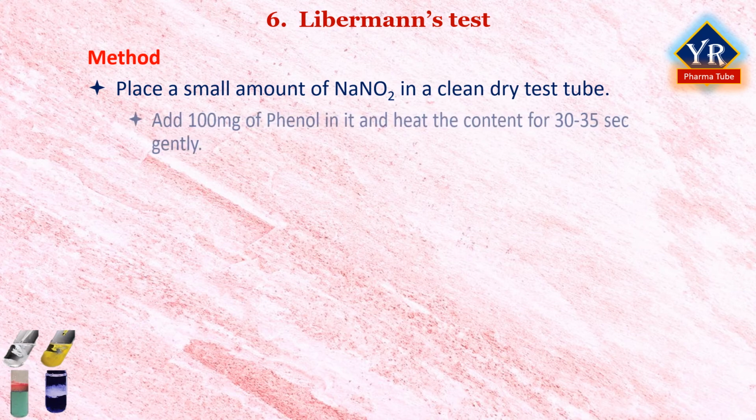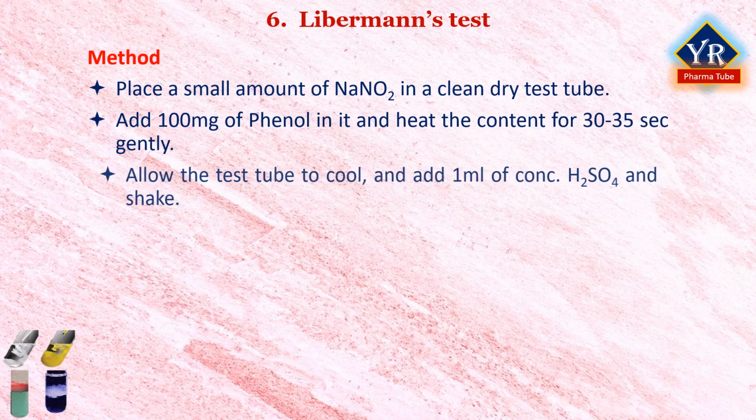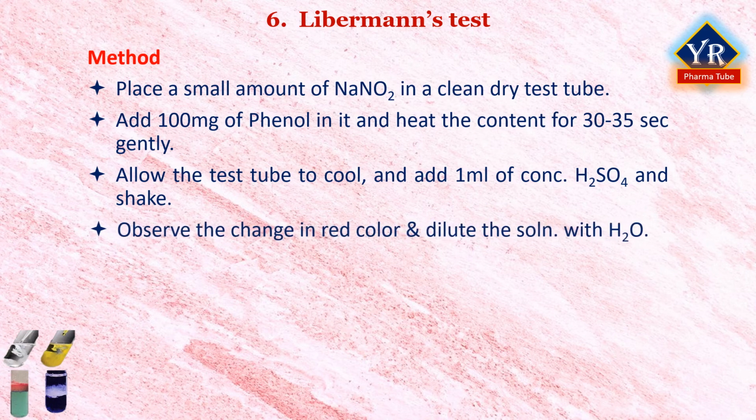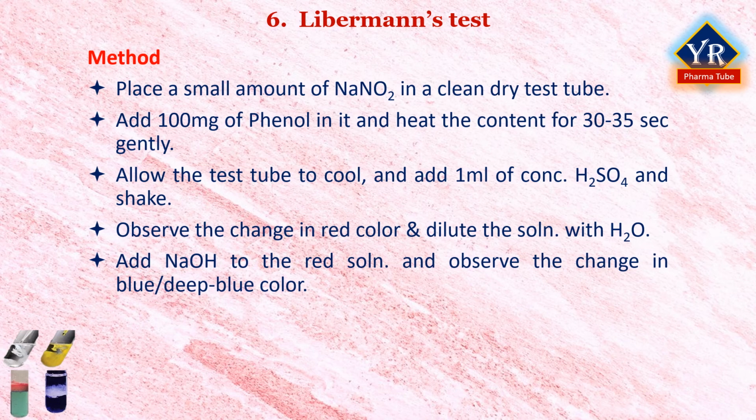Add 100 mg of phenolic compound in it and heat the test tube gently for about 30 to 35 seconds. Allow the test tube to cool and then add 1 ml of concentrated sulfuric acid and shake the test tube gently and carefully to mix the contents. Observe the change in color and dilute the solution with water. If a phenol group is present in the given compound, then on dilution, a red colored compound is formed. Now add sodium hydroxide in the red solution and observe the change in color.